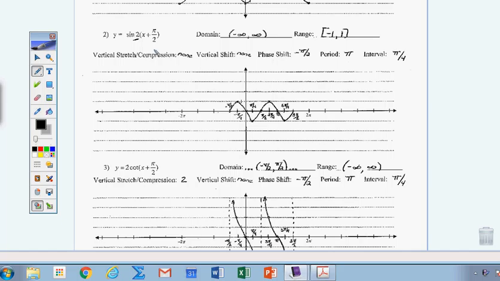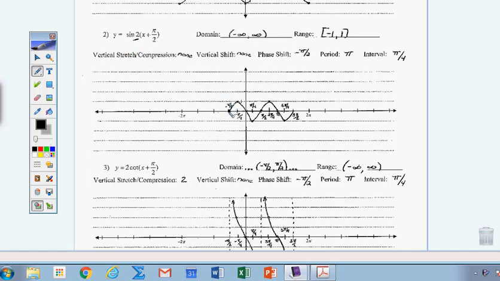We also have a phase shift. We have a negative phase shift of pi over 2. So normally the sine graph starts right here at (0, 0) and goes up to the right. Now I need to shift it back pi over 2. That's why my starting point is going to be right there. We haven't shifted anything vertically. We haven't stretched anything vertically. We don't have any of those in this graph.